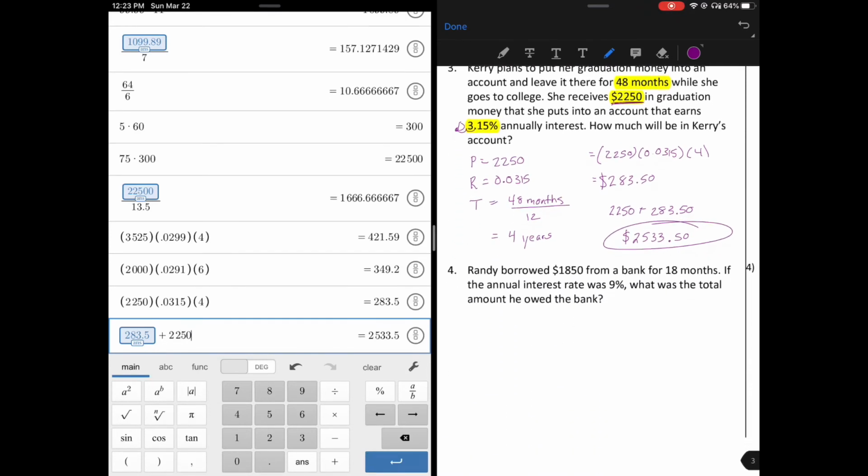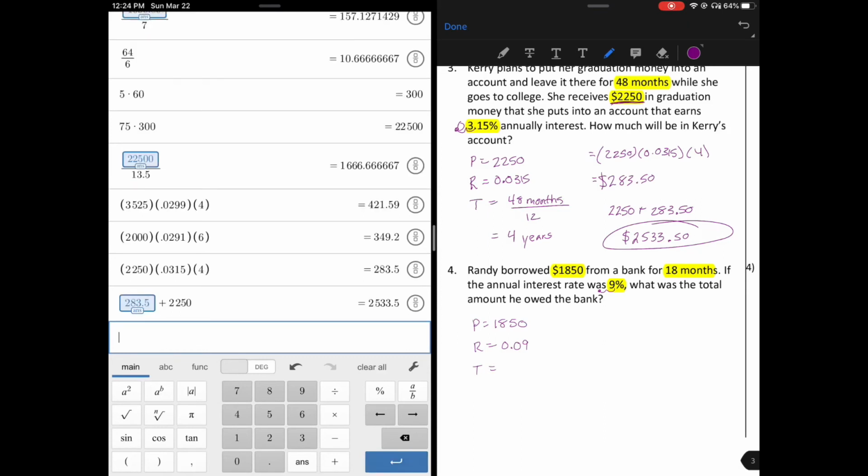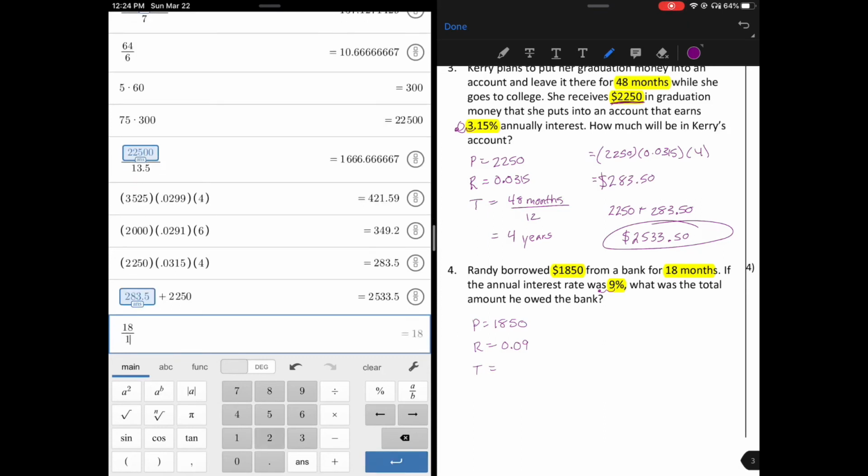Question 4 is very similar. Randy borrowed $1,850 from a bank for 18 months. If the annual interest rate was 9%, what was the total amount he owed? So once again, we have to find the interest and add it to the original amount. So our principal is $1,850. Our rate is 9%, which when we change that to a decimal is 0.09. And then our time is not 18 months because we want it in year form. So we're going to do 18 divided by 12, and it'll be 1.5 years.